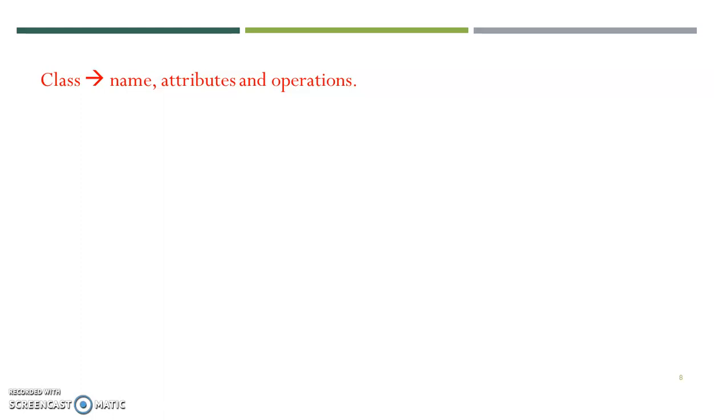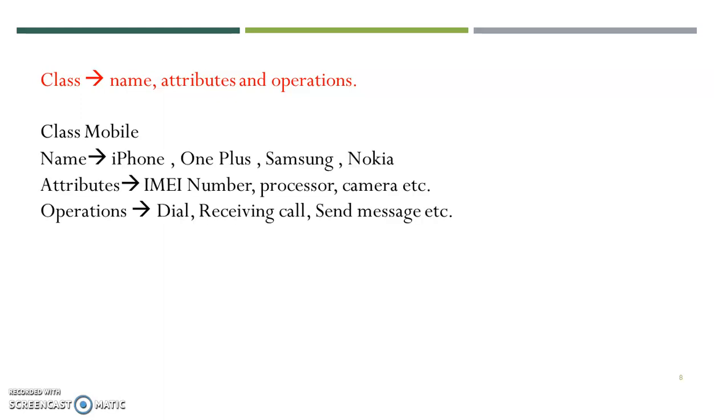It can be explained with an example, say, suppose a class mobile. So when we say class mobile, mobile must have attributes and must have operations. So name can be considered inside an attribute. Mobiles can be of a number of companies, say iPhone, OnePlus, Samsung, Nokia, etc. Attributes of mobiles, not limited to, but a few are mentioned: IMEI number, processor, camera, etc. Operations, not limited to, but a few are mentioned: dialing, receiving a call, sending a message, etc. So any class should have a fixed template related to attributes and operations.